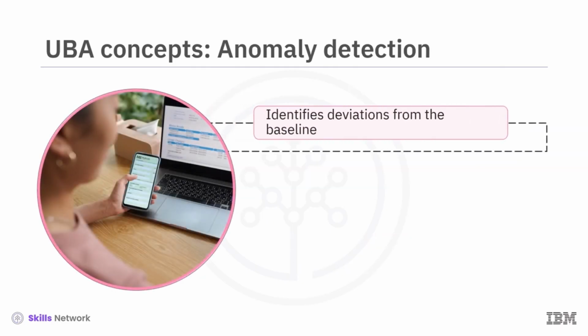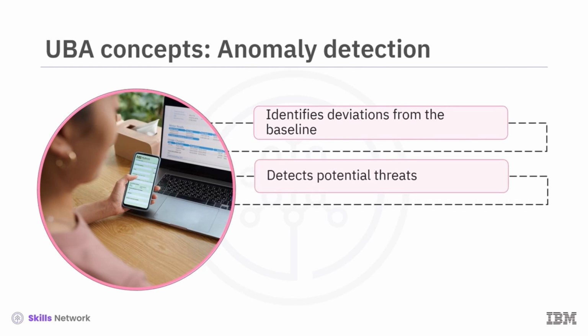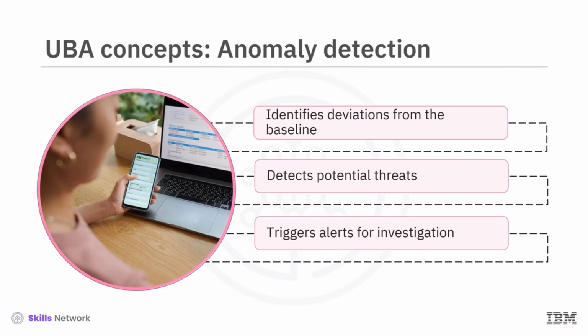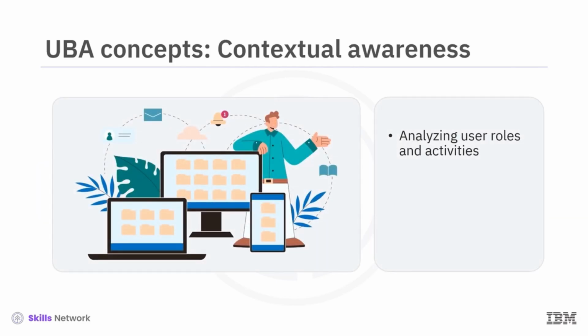Anomaly detection identifies deviations from the established baseline. These deviations can signal potential security threats or policy violations. For example, if a user who seldom accesses financial records starts downloading numerous files, the system detects this as an anomaly and triggers an alert. Contextual awareness involves analyzing the context of user actions, such as their role, typical activity patterns, and current security policies. For instance, a high-ranking executive accessing sensitive files from an unfamiliar IP address during a vacation could be suspicious. In contrast, the system recognizes that it's normal for a high-ranking executive to access sensitive files from the corporate office during regular hours.